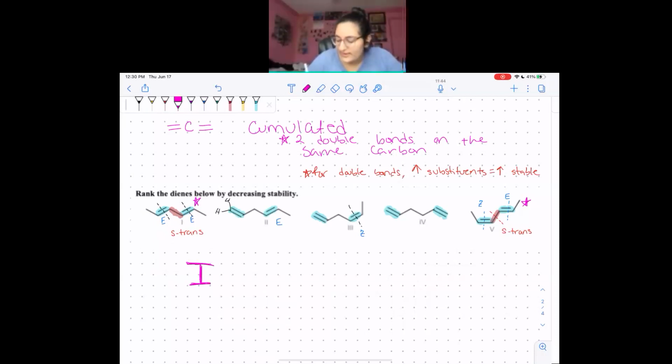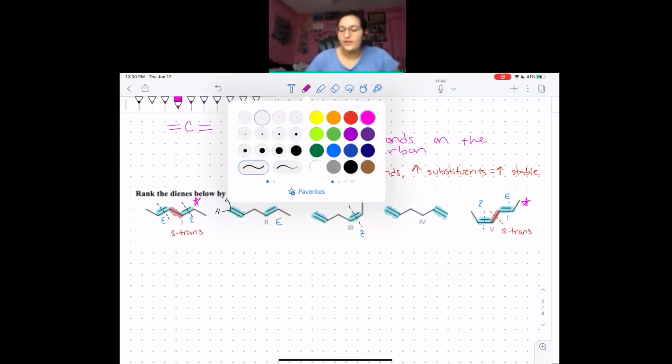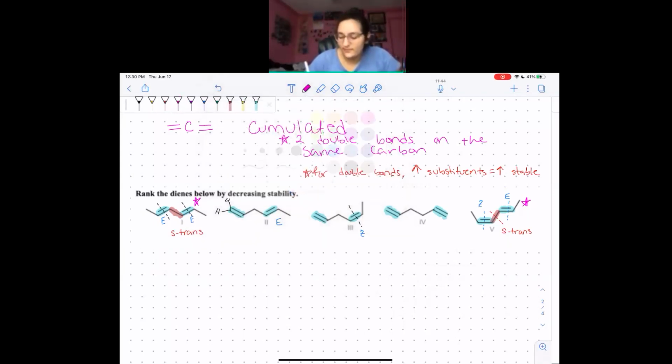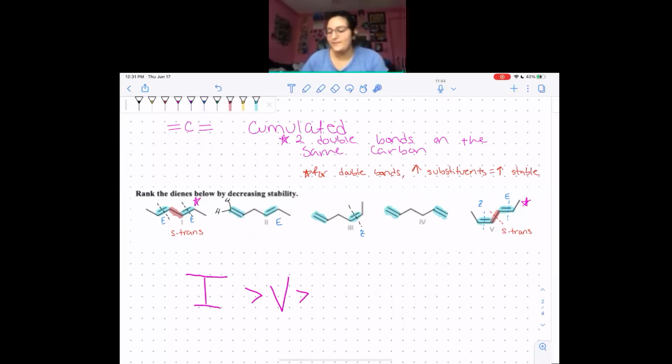And just to reiterate, 1 is more stable than 5 because it is EE, while the other one is EZ, and we know that E is more stable. Okay, so 1 is the best. And then we have 5. Oh my goodness, if I could have any consistency, that'd be great. All right, so after 5, we have 2, 3, and 4, right? And we know that all 3 of those are isolated, and that's why we automatically knew they were less stable than 1 and 5.